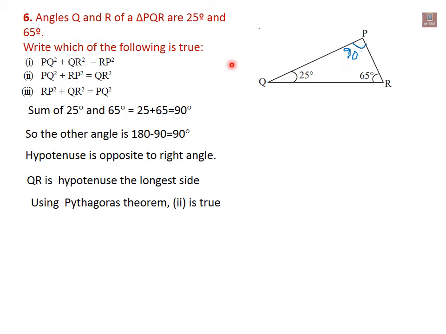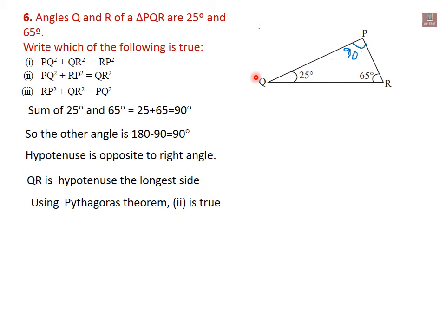So how do you find this? First of all, you make the angle sum. The sum of 25 degrees and 65 degrees, 25 plus 65, is 90 degrees. And what is the sum of angles in a triangle? It is 180 degrees. So how much does the remaining angle have to be? 90 degrees. So we got 90 degrees.